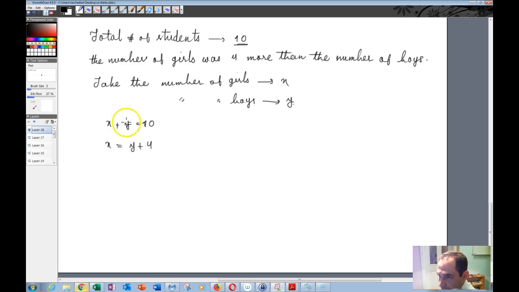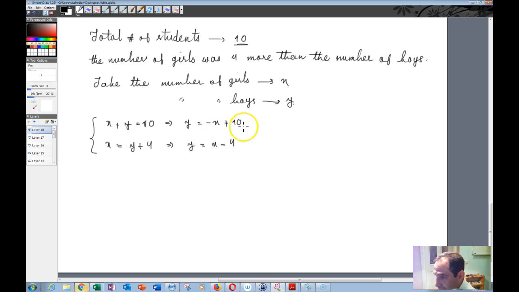So now that I have these two equations, I can solve them and find out what x and y are. But before you do that, you can probably also do the graph, meaning that you can write this as y is equal to negative x plus 10, and here you can write y is equal to x minus 4.